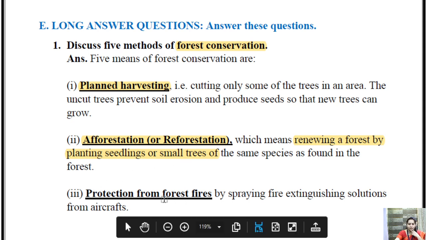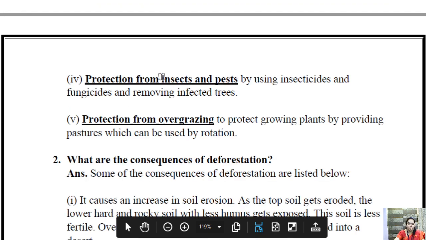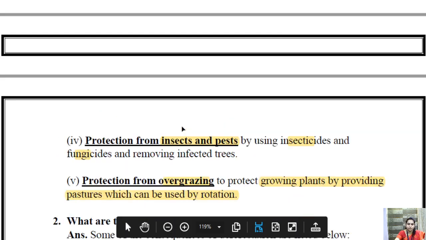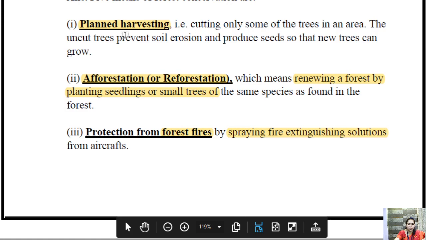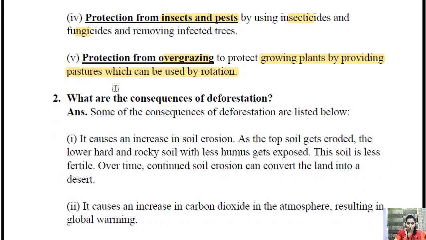Protection from forest fire. Okay, so how can we do this? By spraying a fire extinguisher solution from aircrafts. Then we have protection from insects and pests by spraying insecticides and fungicides. Protection from overgrazing of cattle. So cattle should not be allowed to graze so much. So to protect plants, we provide pastures which can be used in rotation. Okay. So these are the 5 different methods by which we can protect the forest.